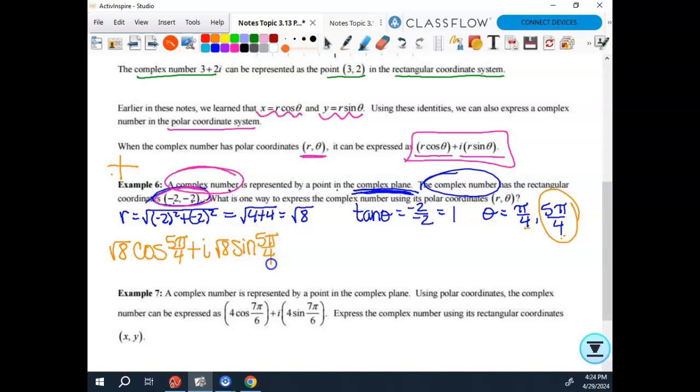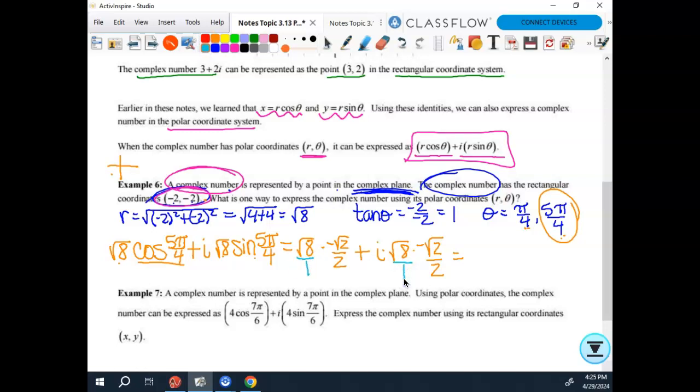Okay, so now let's clean that up. Square root of 8 times cosine of 5 pi fourths is negative square root of 2 over 2, plus i times the square root of 8 times the sine of 5 pi fourths, which is negative square root of 2 over 2. Now, we have to be able to clean this up because this would definitely be a multiple choice question, not a free response question. So we can't make up math here. We're going to put these over 1.